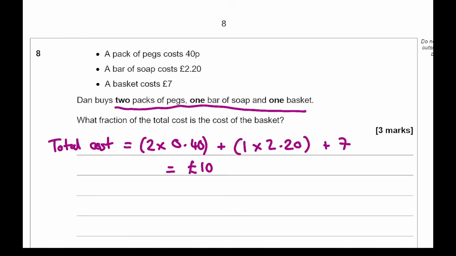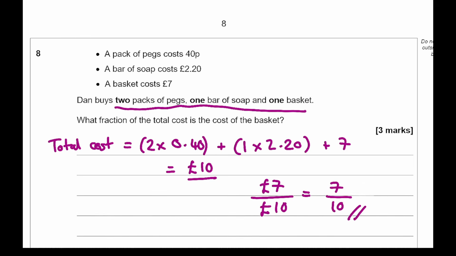And then from that, what I then want to do is work out the fraction of the total cost is the basket. So the cost of a basket is £7, so it's going to be £7 over £10, which as a fraction is 7 over 10.